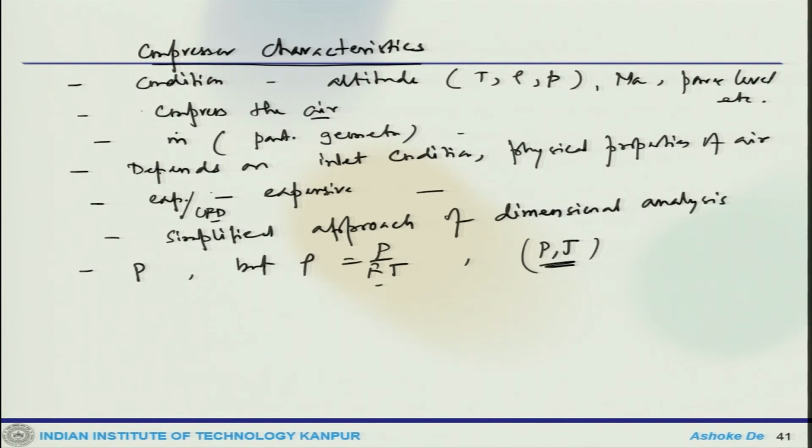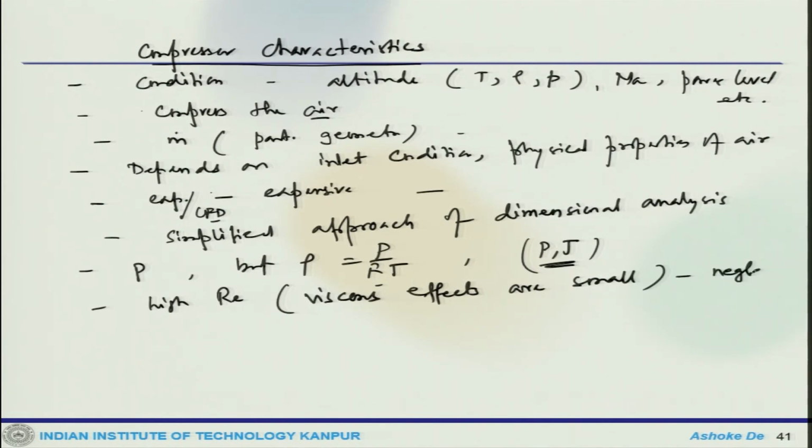Now, for a highly turbulent flow in a compressor, viscous effects are very small. That means it is a high Reynolds number case, where the viscous effects are small, so we can neglect them. So, the viscous effects would be neglected, and the non-dimensional parameter space can be defined based on that.